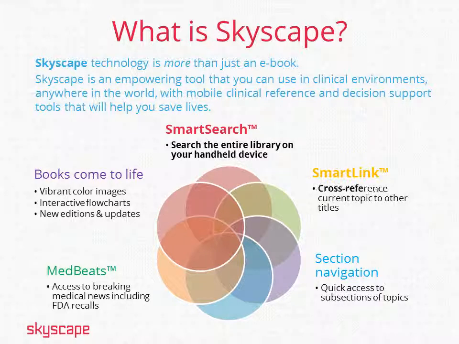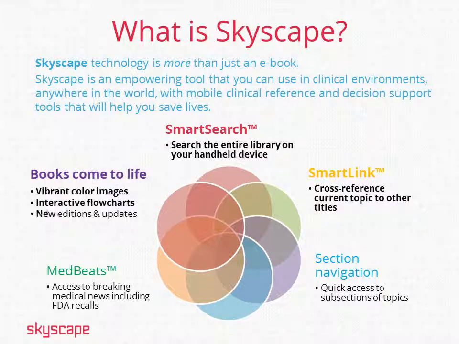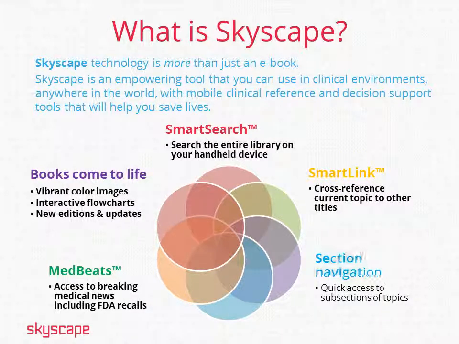The Smart Search feature will allow you to search the entire library on your handheld device. Smart Linking is an easy cross-referencing tool that helps you to connect a current topic to other titles. Books come to life with vibrant color images, interactive flowcharts, new editions and updates. Skyscape gives you access to MedBeat-breaking medical news including FDA recalls. All Skyscape resources have multiple sections to navigate and give you quick access to subsections of topics.